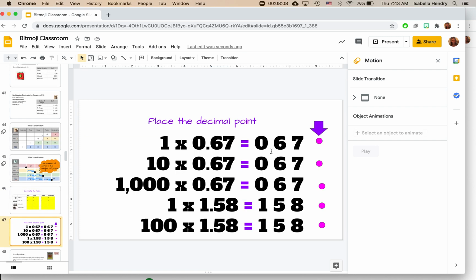And then on this one, we're going to move the decimal point. So let's say we do 1 times 0.67. I'll put this decimal point right here to show where it should go in the number. And you're going to do that for each of these. Remember to use your trick with the zeros. So if the decimal point started here in 0.67 and I multiply by 10, it's going to jump over 1 to show me the number 6.7, or 6 7/10.